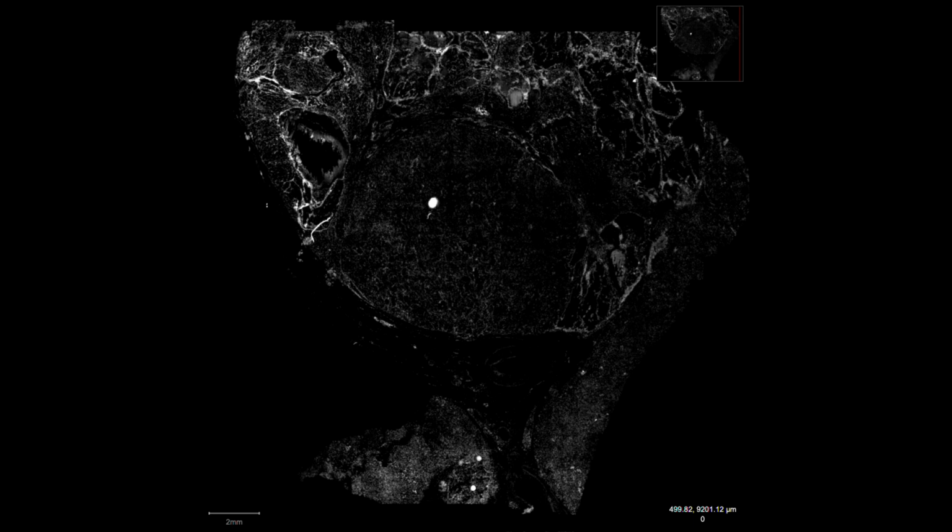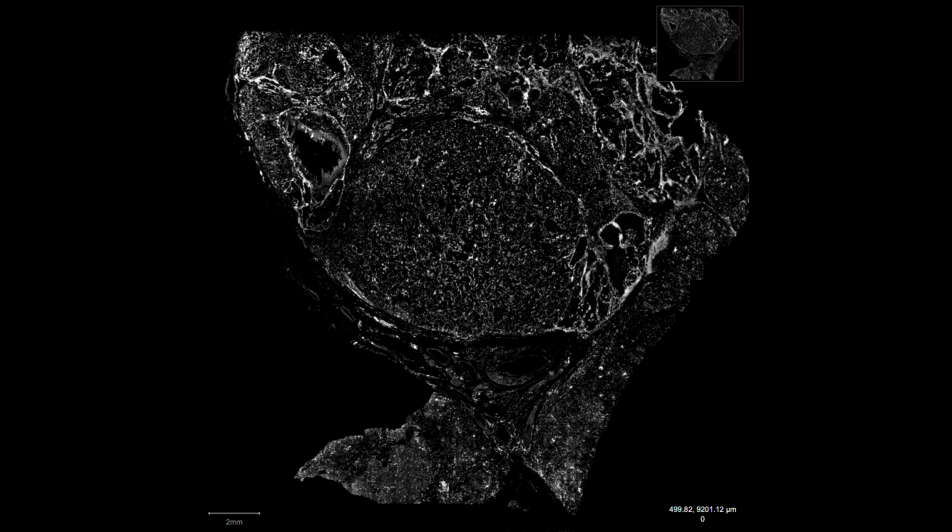Whole slide images, like the one shown here, are digitally captured tissue sections from under a microscope. They are in the order of 100,000 by 100,000 pixels in size, which is why we split them into small patches. Here we see the same whole slide image, but with a different stain.